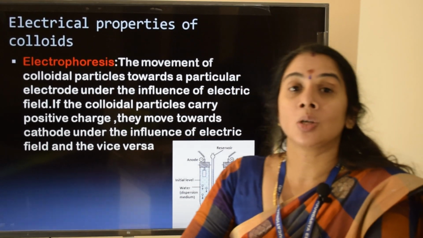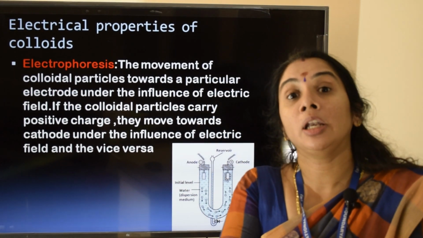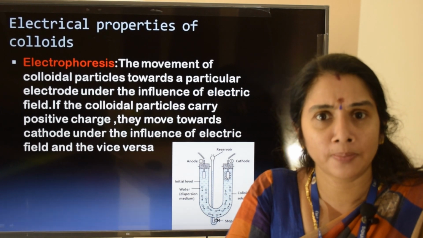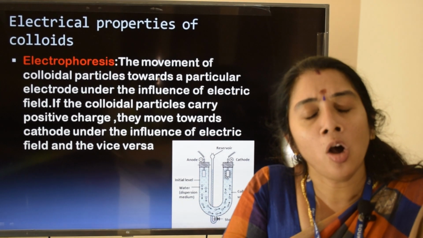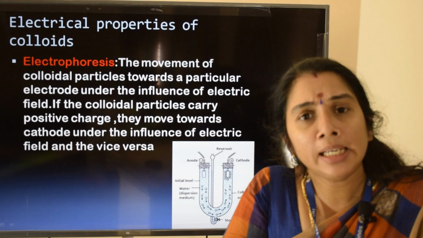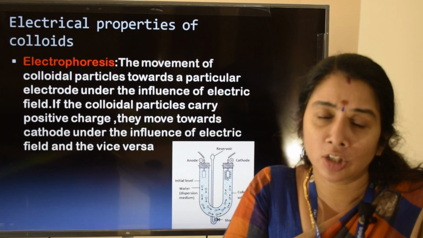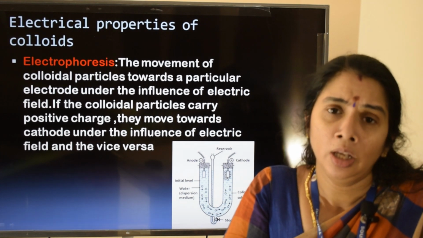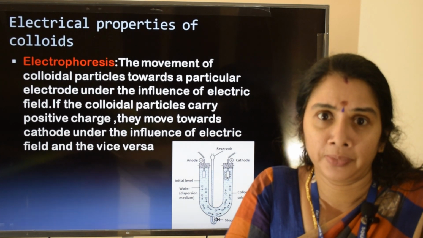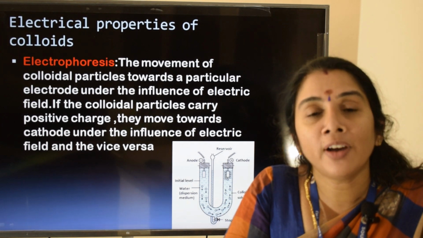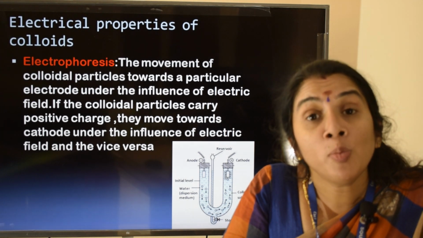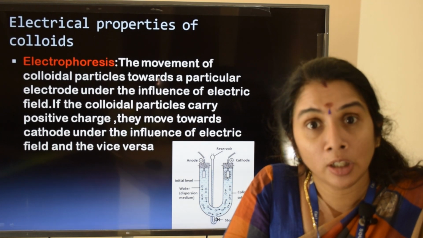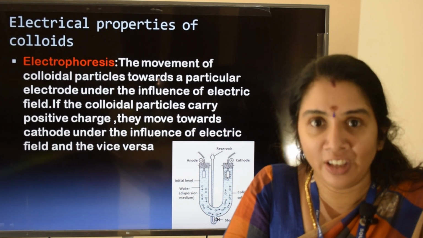Okay. So from there we are going to discuss the electrical properties of colloids. As we have discussed, all colloidal particles possess either positive charge or negative charge. Hence, they will exhibit electrophoresis. So what is electrophoresis? Electrophoresis is defined as the movement of colloidal particles to the oppositely charged electrode when kept under an electric field.